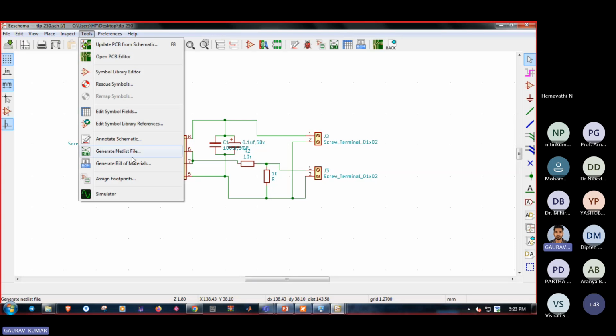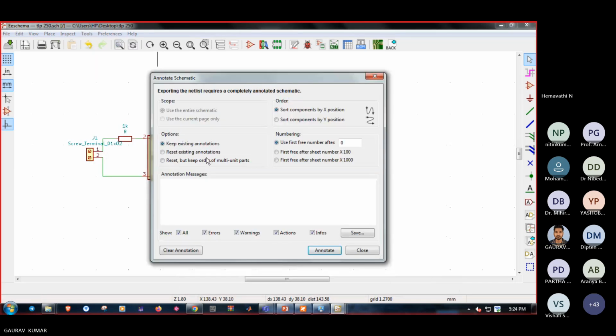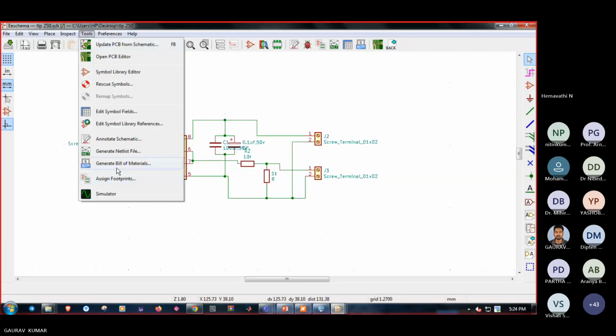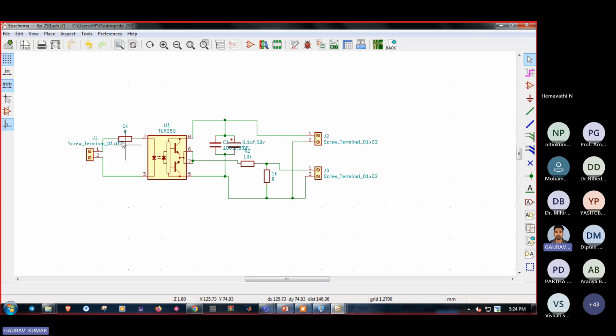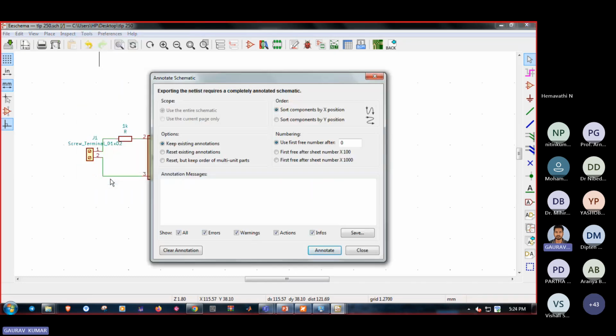After writing all the names, you have to go to generate netlist file. Generate netlist file is necessary because it tells us how the components are connected with the socket. So it is needed. Then you have to go for assign footprints. Assign footprints is required because whatever resistances or capacitances we have used, you have to give the proper footprint for them.